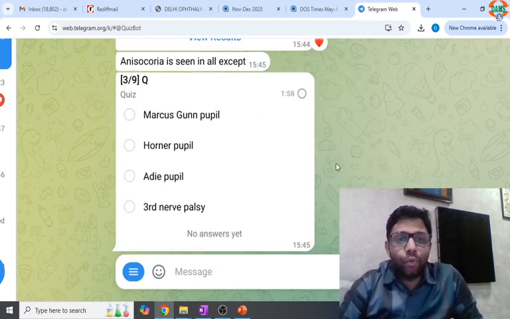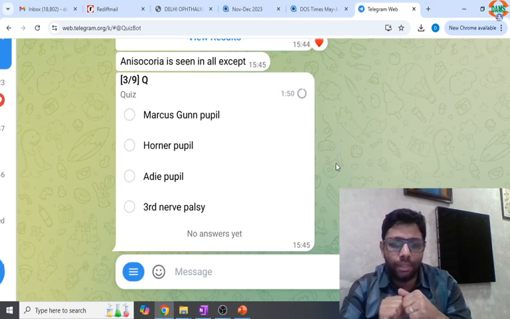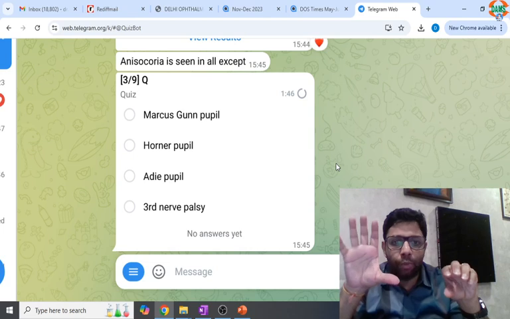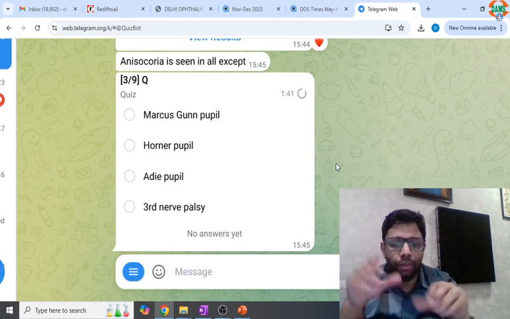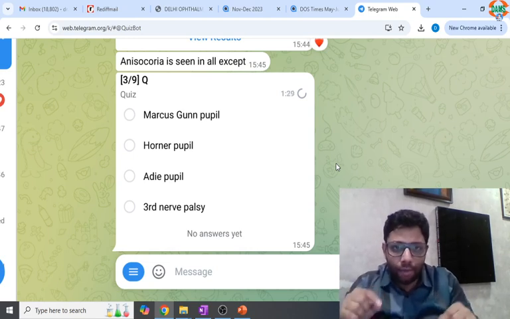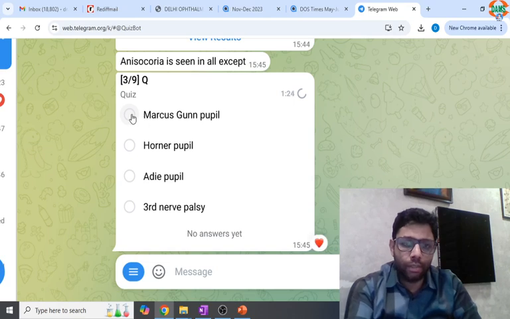Now, a difference in pupil size, anisocoria, is seen in Horner's pupil. Yes, the pupil is smaller in size because of a problem in the sympathetic pathway. Adie's pupil is a dilated pupil because of a problem in the parasympathetic pathway. Third nerve palsy is a dilated pupil because the third nerve constricts the pupil, again parasympathetic. But Marcus Gunn pupil is a problem in which there is an optic nerve dysfunction, and that is elicited on swinging flashlight examination. In afferent pupil disorders, there is no difference of pupil size, so Marcus Gunn pupil is the answer over here.